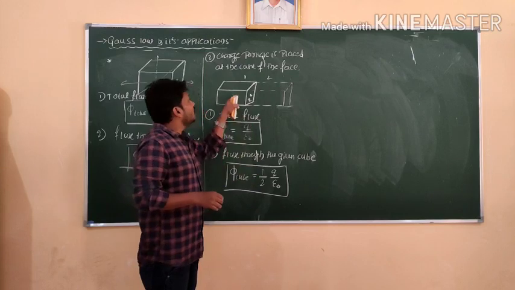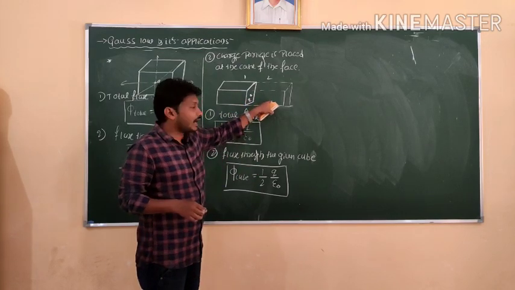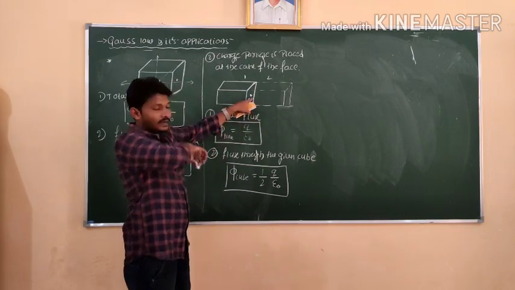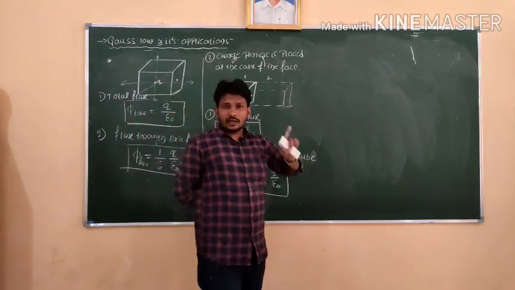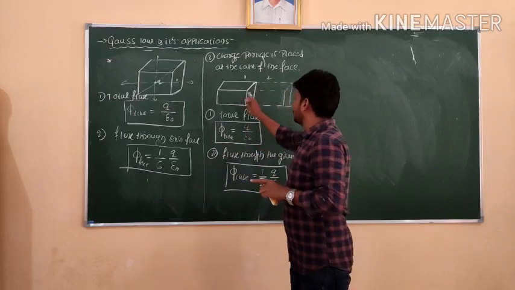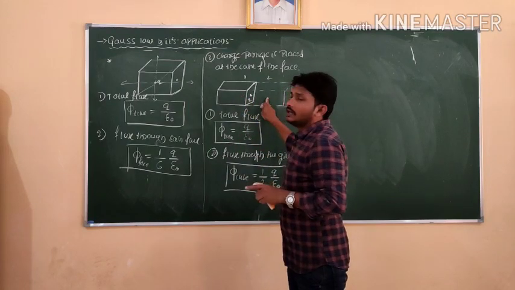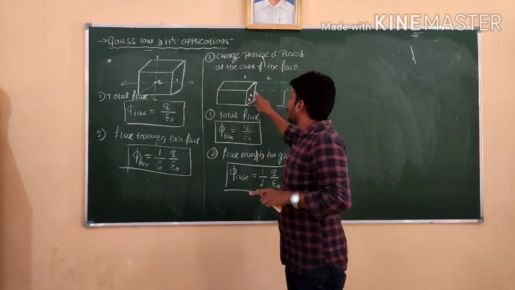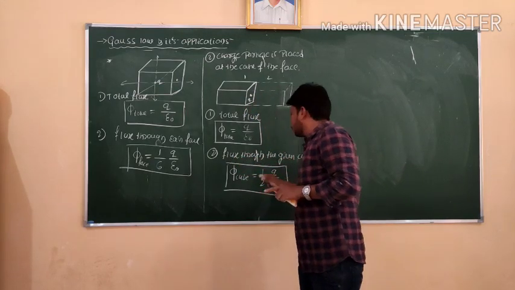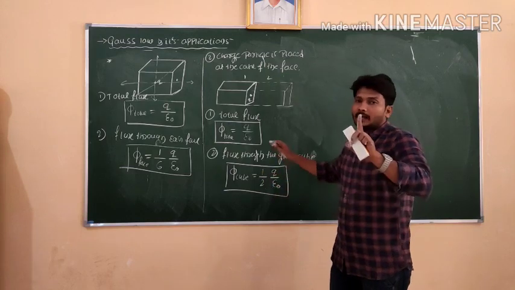Why? Because here two cubes are possible in order to make the charge a closed one. So in order to make this charge enclosed, there are two cubes possible. From that, with another imaginary cube, this charge will be getting closed here. So for that purpose, the flux through the cube is half of Q by epsilon naught.